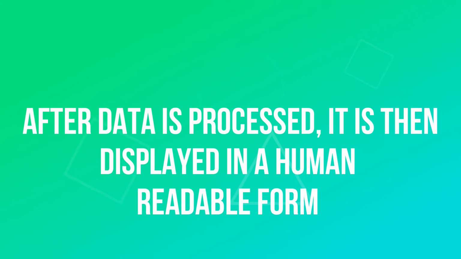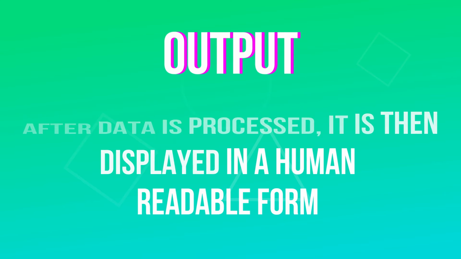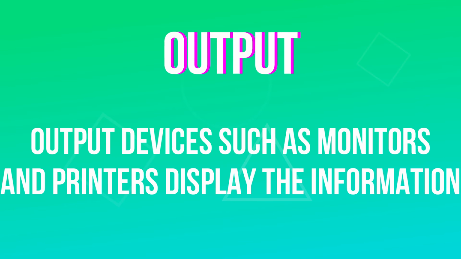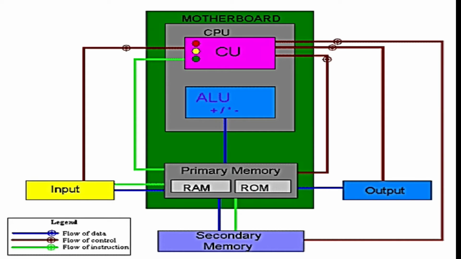Output. After data is processed, it is then displayed in a human-readable form. Output devices, such as monitors and printers, display the information. This diagram shows the flow of data, control, and instructions in a basic computer system.